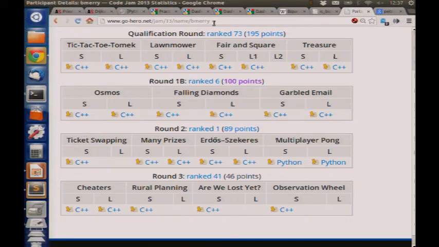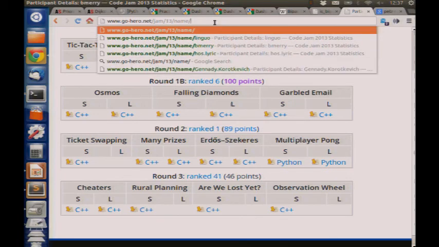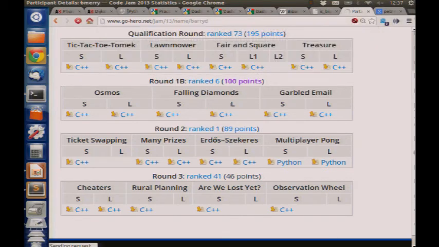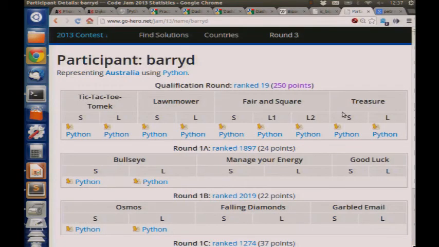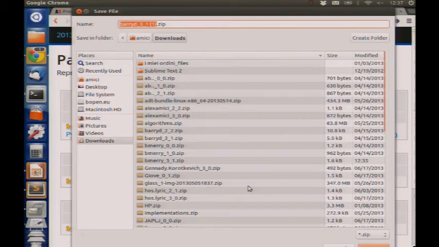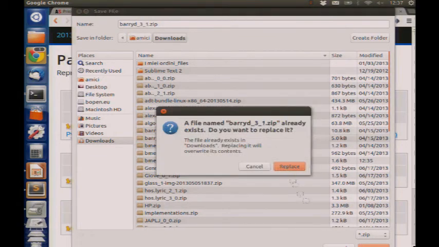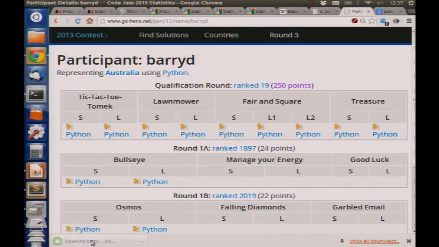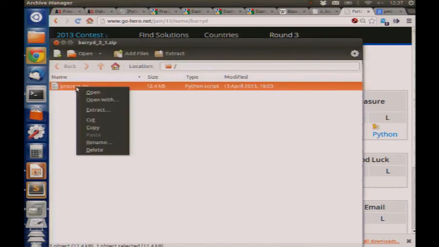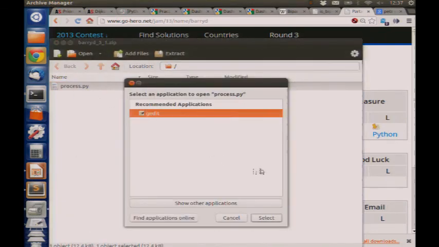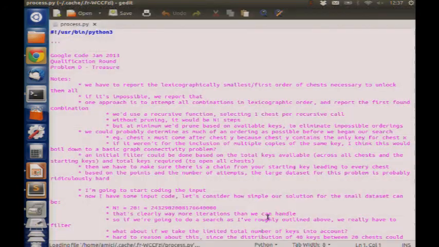And let's see if I'm finding, should be something buried. And Treasure was the tough one. Let's see. Buried 3.1, save, replace. Open with. Now, here you have to upload the source code during the competition, and this is the source code. So yes, nice.